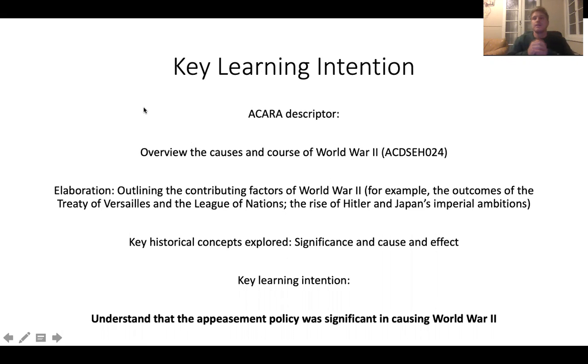So our key learning intention was based off our CARA descriptor of overviewing the causes and course of World War II. Our elaboration was outlining the contributing factors of World War II. Supplementary to this, our key historical concepts to explore were significance and cause and effect. To do this, our key learning intention for the learning experiences was to understand that the appeasement policy was significant in causing World War II.